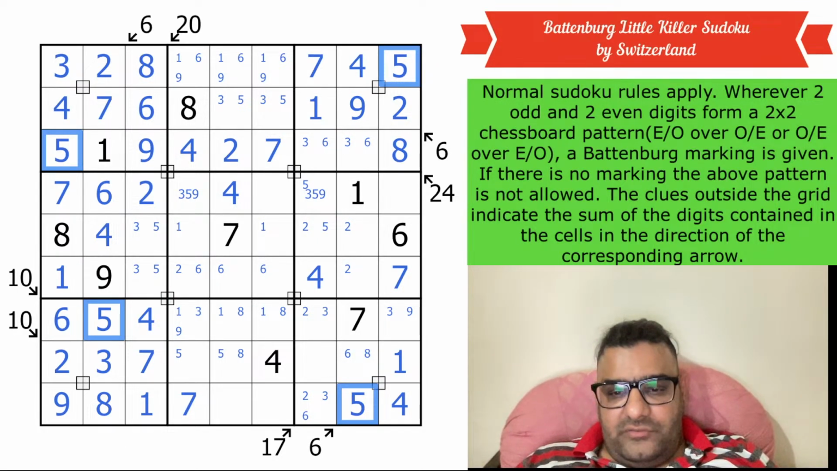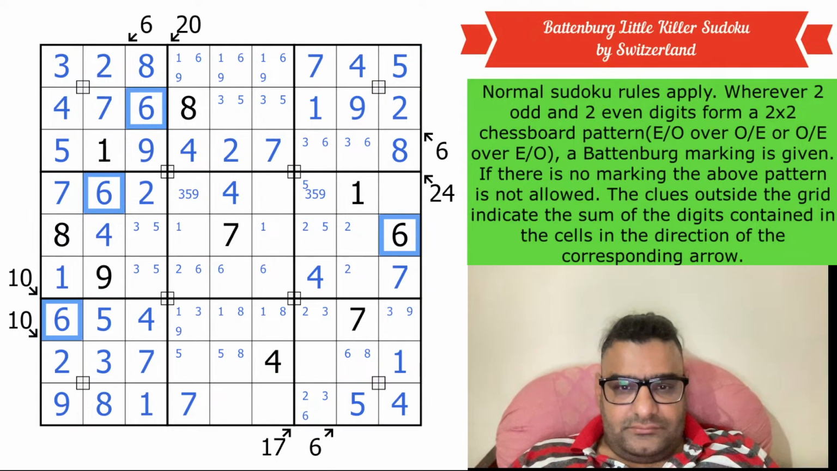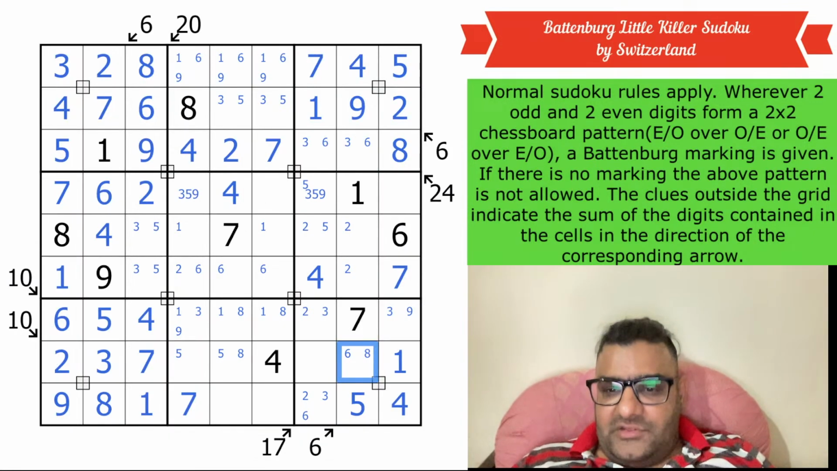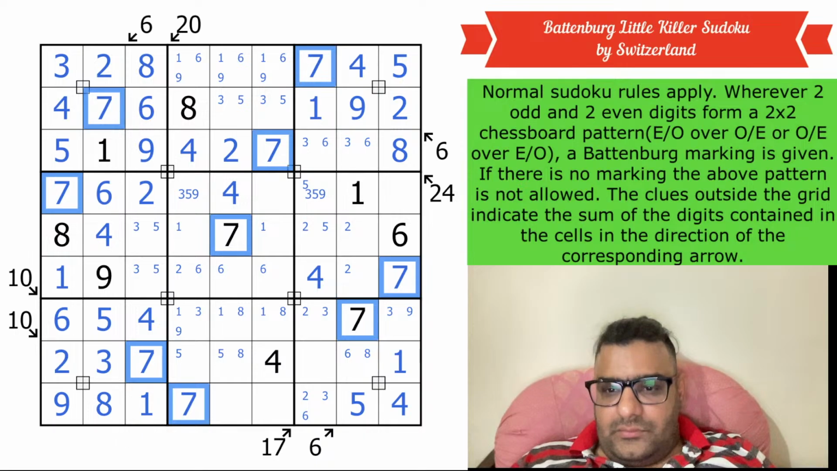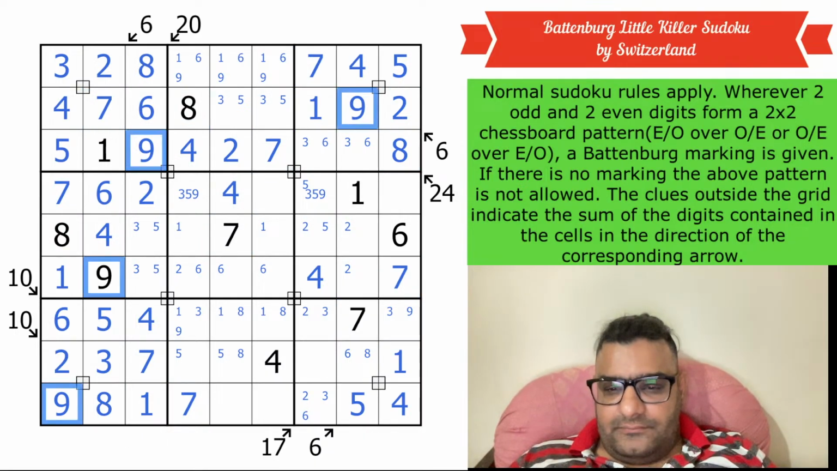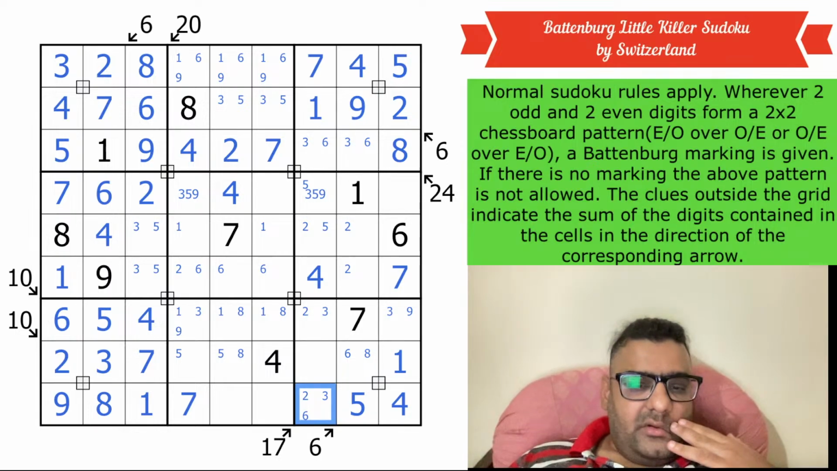So 1, 2, 3, 4, 5, 6, 7, 8, 9. What about 6? 7, 8, 9. I have to put something here, or else I will not be able to.